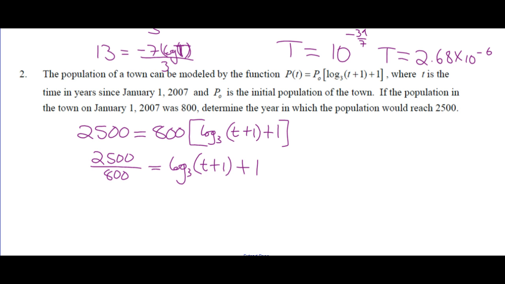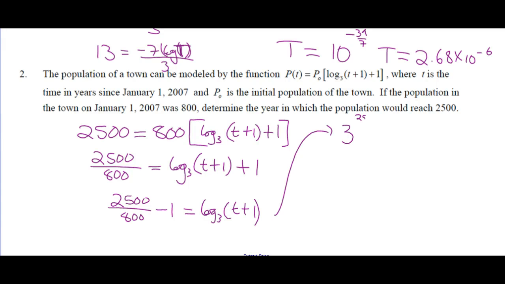Next step, get rid of the 1. So now we're going to subtract 1 from both sides. I'm going to leave this in a form that could go in my calculator: 2,500 over 800 minus 1 is equal to log base 3 of t plus 1. Next step, get rid of the log. How do we do that? 3 to the power of this. So 3 to the power of 2,500 over 800 minus 1.